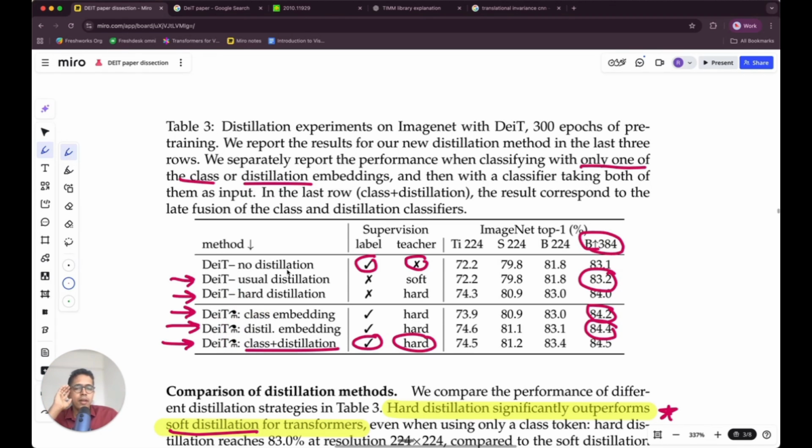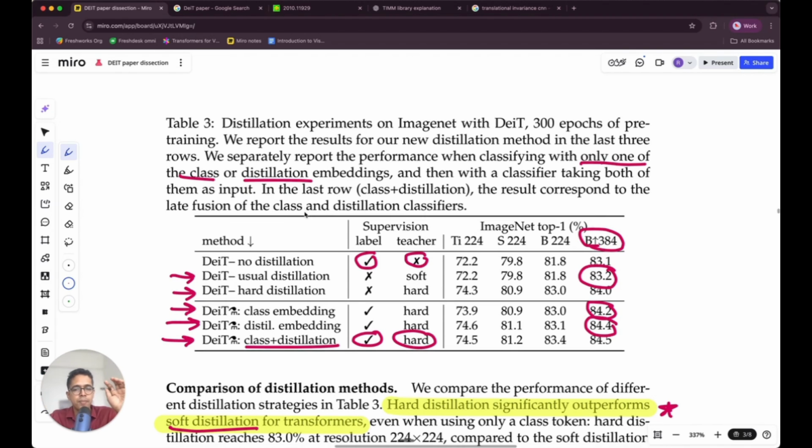Okay, so the short answer or the basic takeaway from this table is you need a distillation token. You need to consider, while testing, the output from both the class token and the distillation token to produce the final output. And from the teacher, don't do soft distillation, use hard distillation, and do fine tuning on the baseline model with 384 by 384 sized images. Then you will get the best accuracy. That is what this table is saying in short.